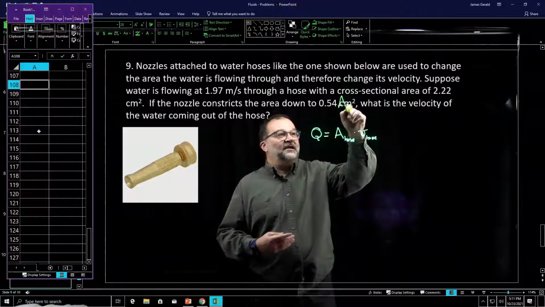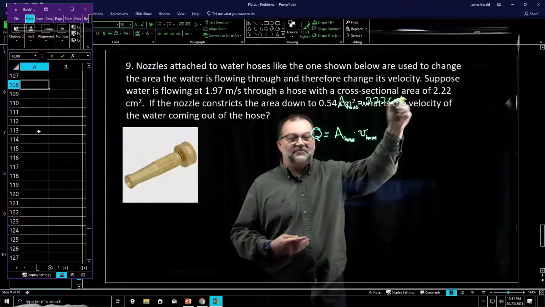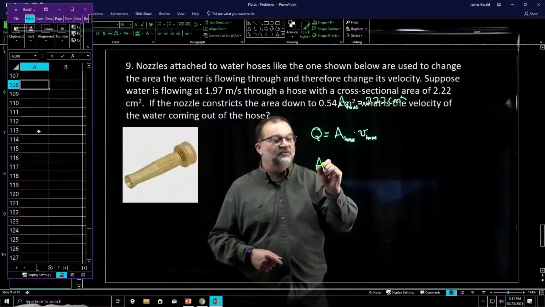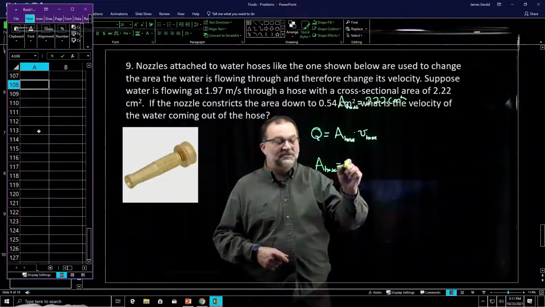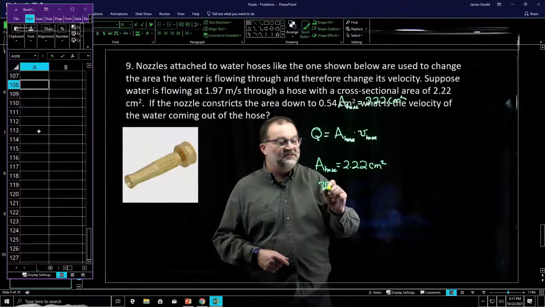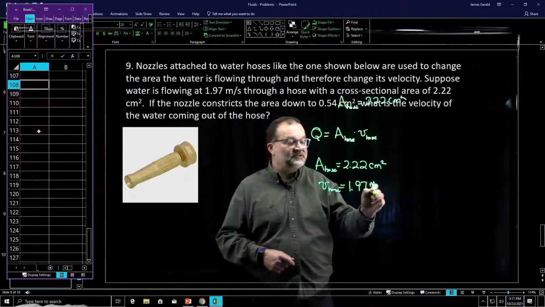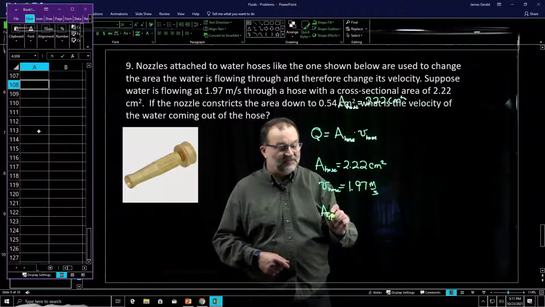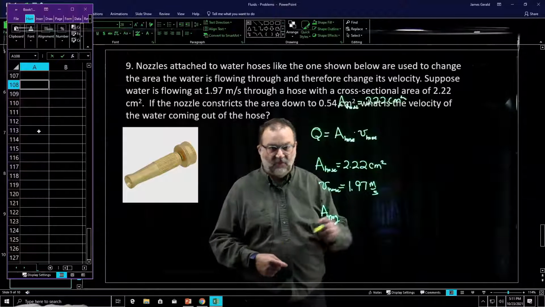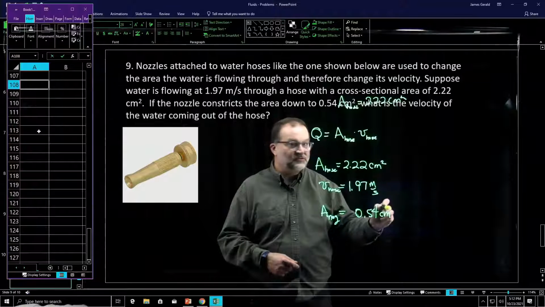So we've got a hose, 2.22 square centimeters. Oh, I wrote that a little too high, pardon me. Just come down here. We have a hose, 2.22 square centimeters. We have the velocity in the hose, that's 1.97 meters per second. And we have the area in the nozzle, which is 0.54. I wrote over it, so it's a little hard to see. 0.54 square centimeters.